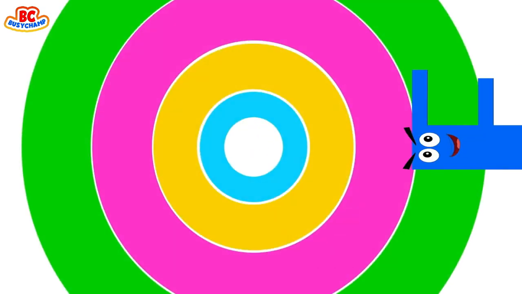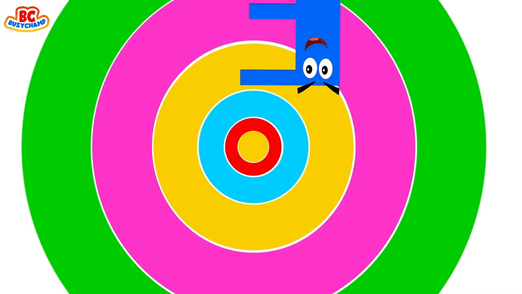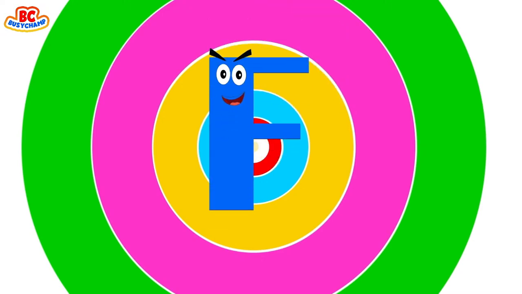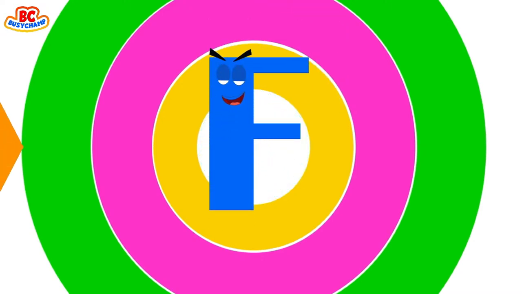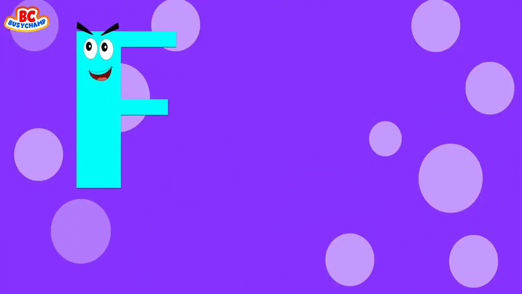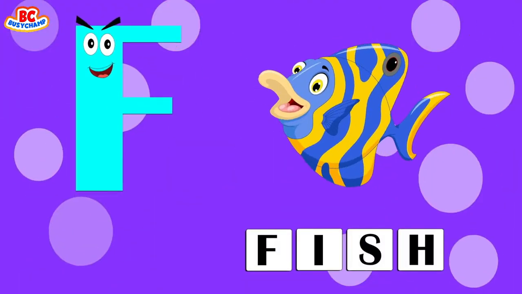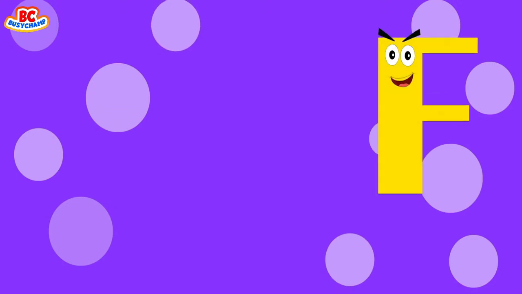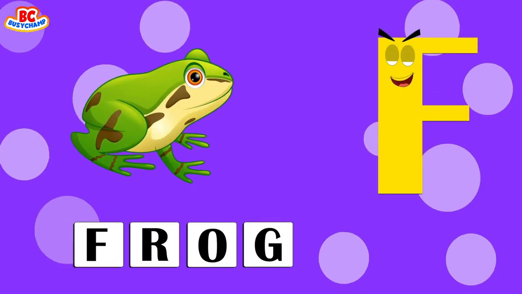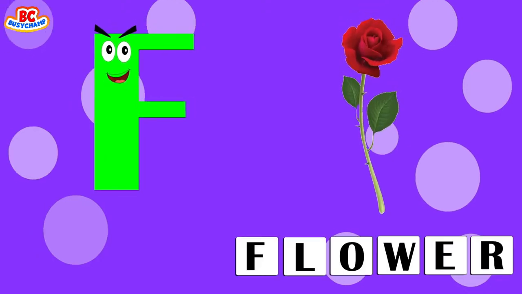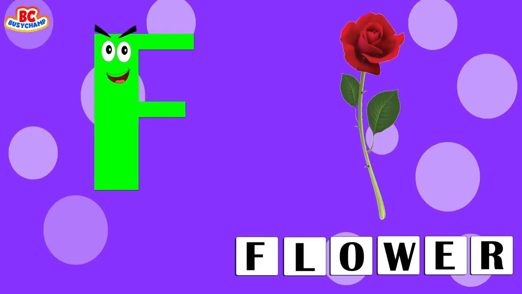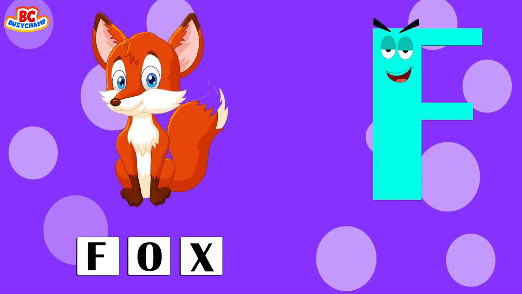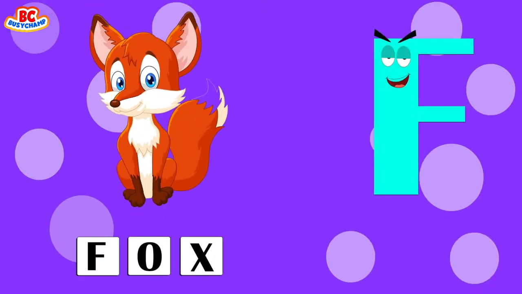Here comes the letter F. F is for fish. F, F, fish. F is for frog. F, F, frog. F is for flower. F, F, flower. F is for fox. F, F, fox.